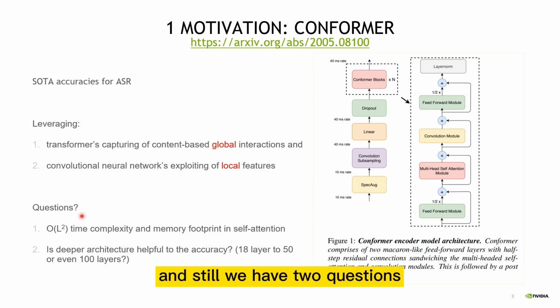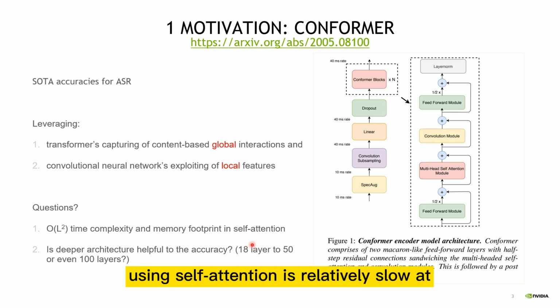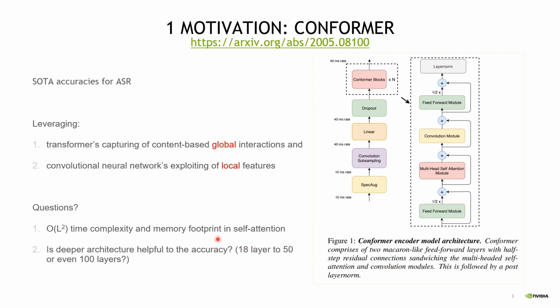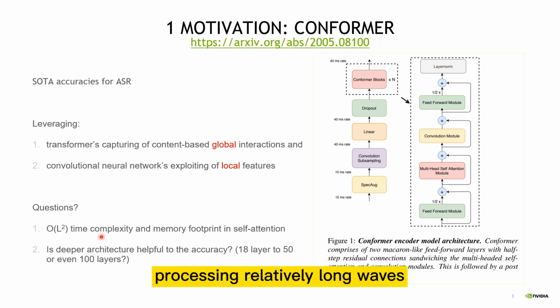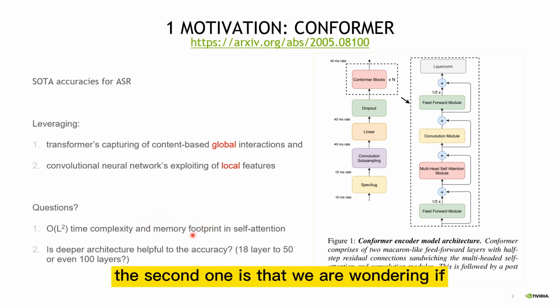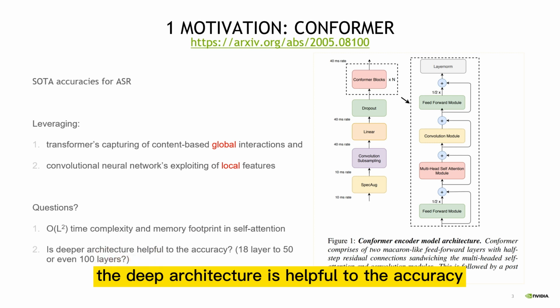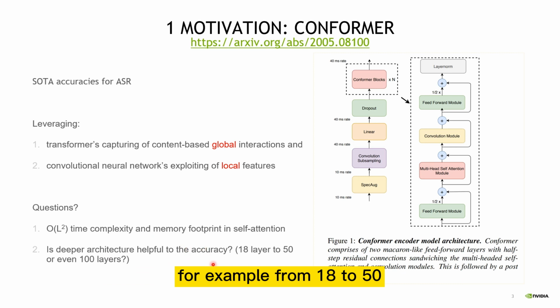Still, we have 2 questions. The first one is that, as you know, self-attention is relatively slow at processing relatively long waves, in terms of computing and memory usage. We want to use some sparse attention without losing accuracy. The second one is that we are wondering if a deeper architecture is helpful to the accuracy, for example, from 18 to 50 or even 100 layers.